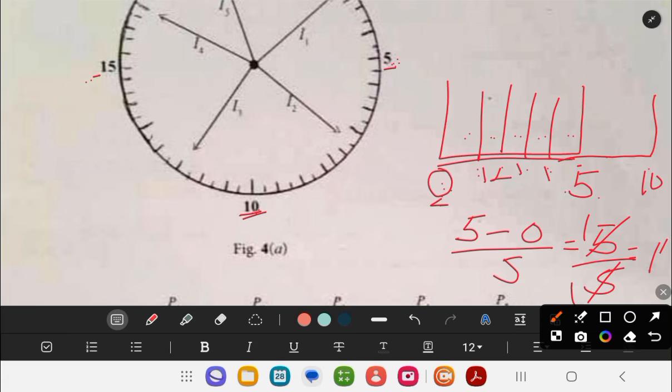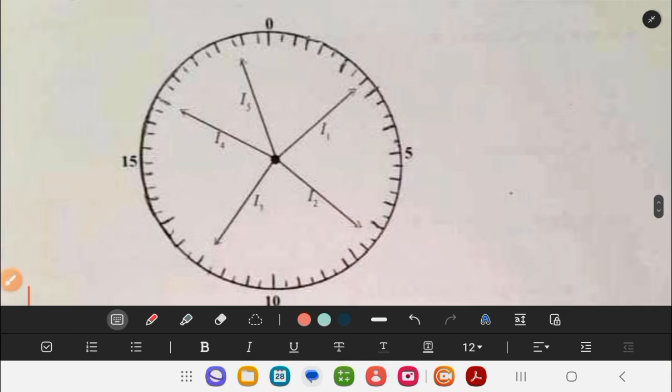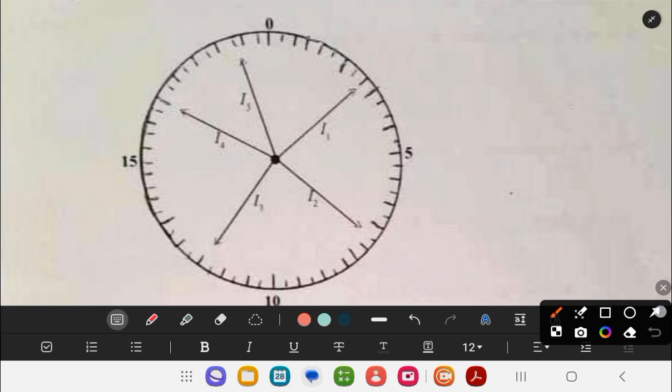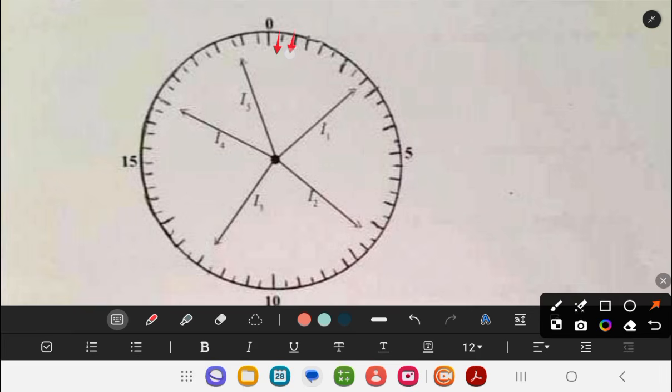So we are going to use the same understanding. We already know the smallest and the biggest dimension. So we know the consecutive dimension. So we are going to count the smaller spaces between. So just move with me. So we have 1, 2, 3, 4, 5, 6, 7, 8, 9, 10, 11, 12, 13, 14.